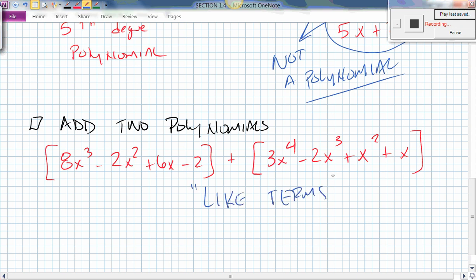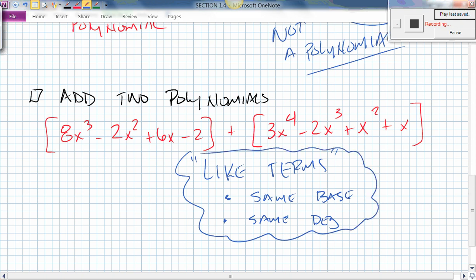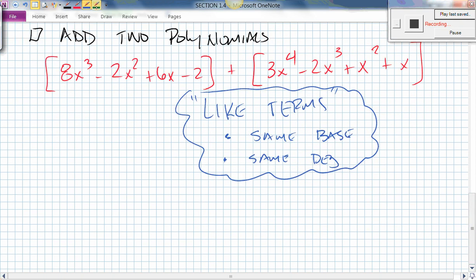Okay, what is a like term? There are 2 things that have to happen in order for a like term to actually be called a like term. They have to have the same base. Very good. And the same what? Degree. You got it. A lot of people understand you have to add like terms, but they don't know what that is, right? Same degree. So you have to have these 2 things going on in order to be called a like term. So let's identify our like terms.